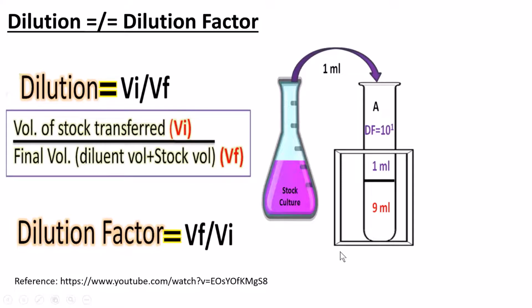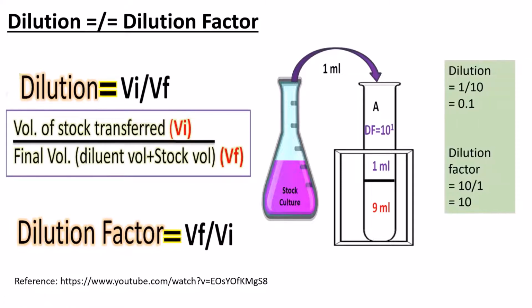So in this case, for example, from this stock solution we transfer 1 ml into this boiling tube, and inside the boiling tube you have some sterilized distilled water, and then you mix them. In this case the dilution factor is 10, so 10 divided by 1 is 10, and meanwhile the dilution is 1/10, so 0.1. So dilution factor 10, dilution 0.1.